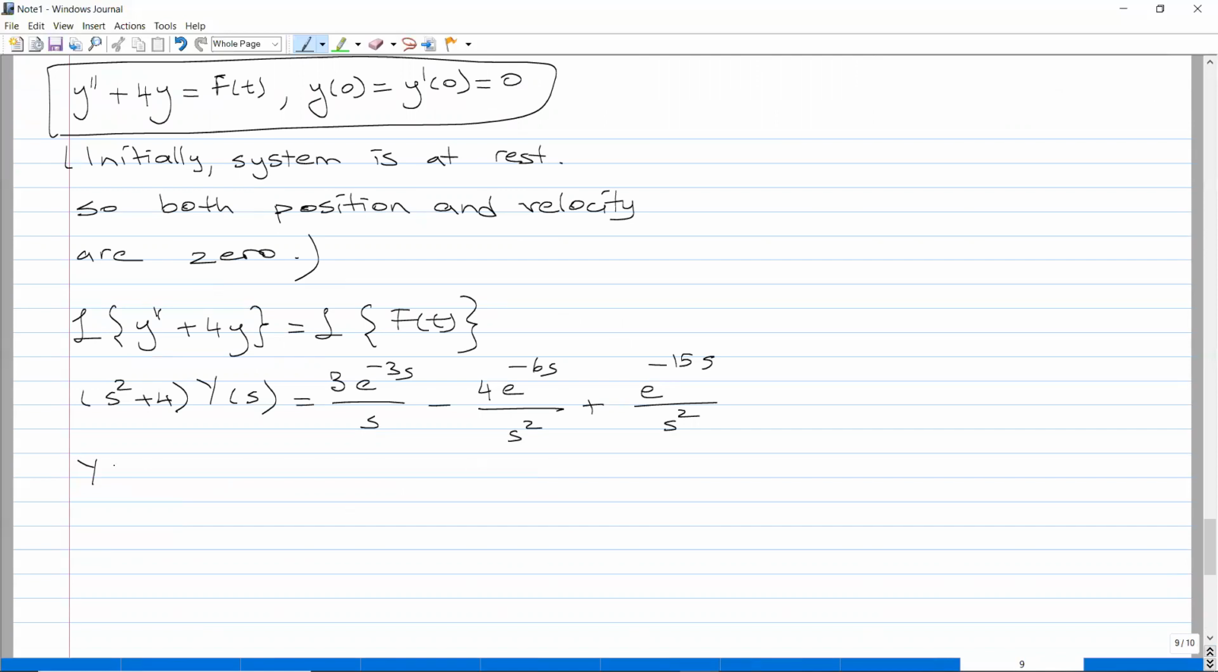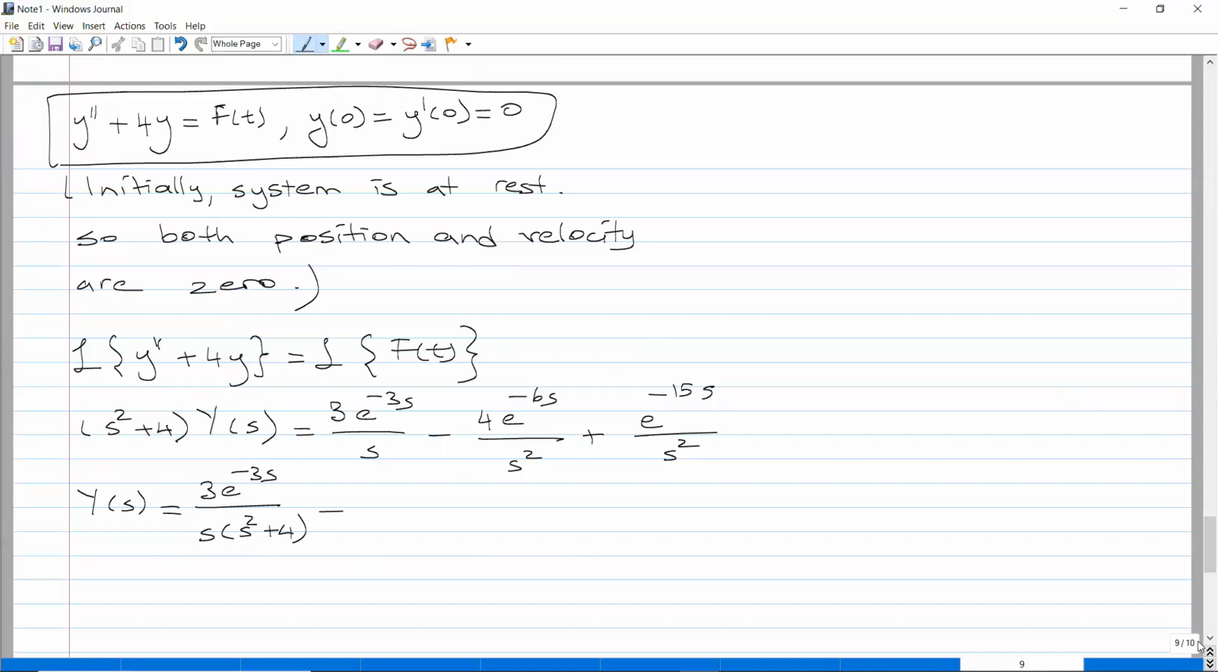So the Laplace transform of the solution, capital Y of s, we just divide by s squared plus 4. 3 e to the minus 3s over s squared plus 4 minus... I made a mistake, I think. Let me see.